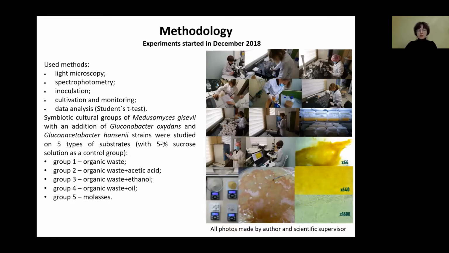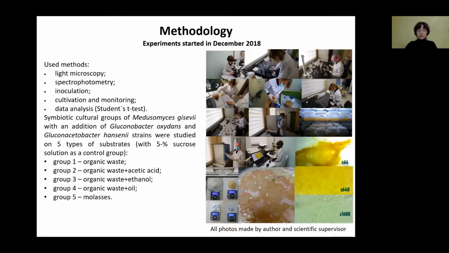At the next step, I developed various types of organic substrates made of organic waste: group 1, organic waste; with an addition of acetic acid, group 2; ethanol, group 3; vegetable oil, group 4; and beet molasses, group 5. The control group is a sucrose solution with a concentration of 54 grams per liter. Organic waste, fruit and vegetable peels, was washed with running water and ground for further homogenization of the culture medium. To this mixture, 1 gram of cellulose was added, and then it was heated to a temperature of 60 to 65 degrees Celsius. The temperature was maintained for 40 minutes.